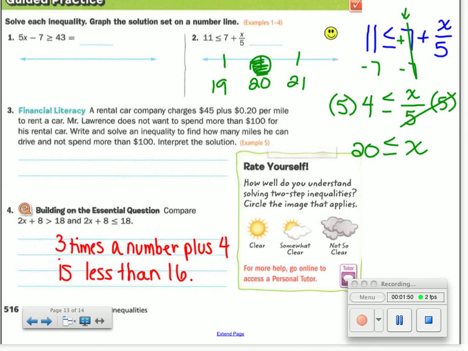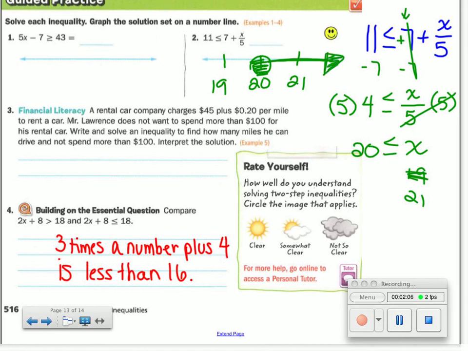Now, this is where I have to be kind of careful. I'm going to try 19. Is 20 less than 19? Nope. What about if I tried the 21? Is 20 less than 21? Yeah. So then this is the direction we need to fill it in.